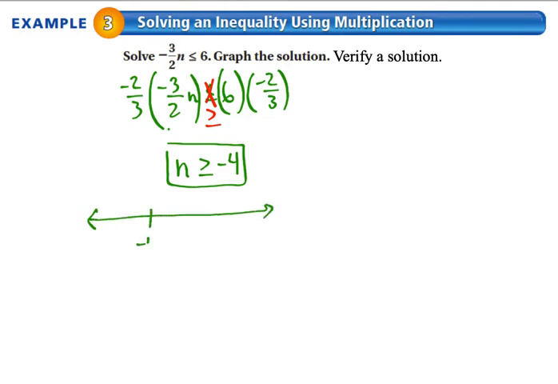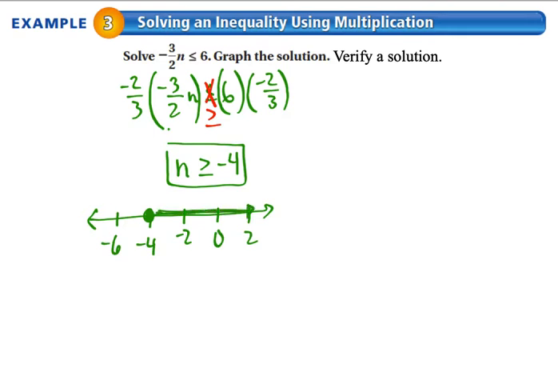Now, I can go ahead and graph it. My number line needs to have a negative 4 on it. And we'll throw some more numbers on just to make it nice and full. Our boundary is a closed boundary, so it's going to be filled in at negative 4. And n is greater than, so we need to go towards the larger numbers.